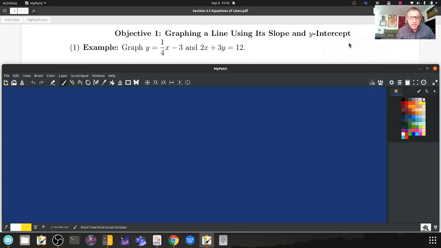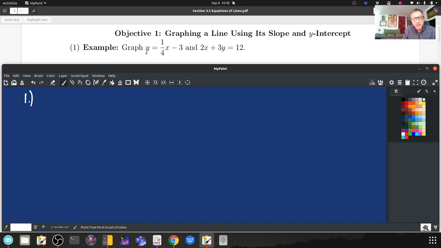So this is Chapter 3, Section 5, Equations and Lines. It's a good idea to have a lot of your notes in front of you to refer to, but most of the problems are basically straight up applications of knowledge we have about lines.